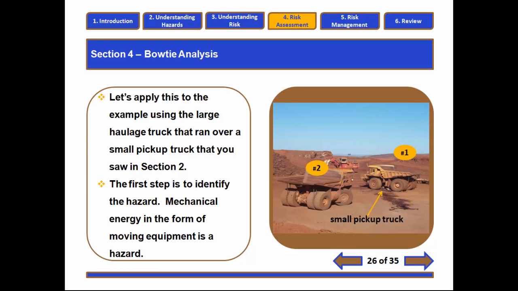What's the hazard? Well, hazards are typically related to a source of energy. So in this case we have mechanical energy in the form of the moving equipment, and the hazard is that moving equipment damaging something. So that's the center of our bow tie, the knot that holds the whole concept together.